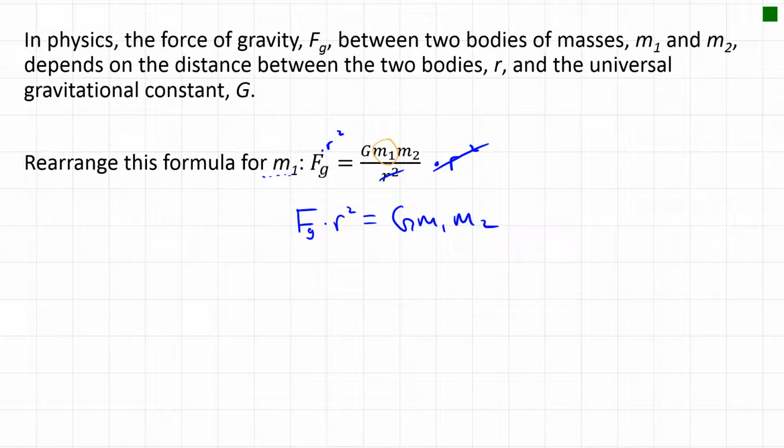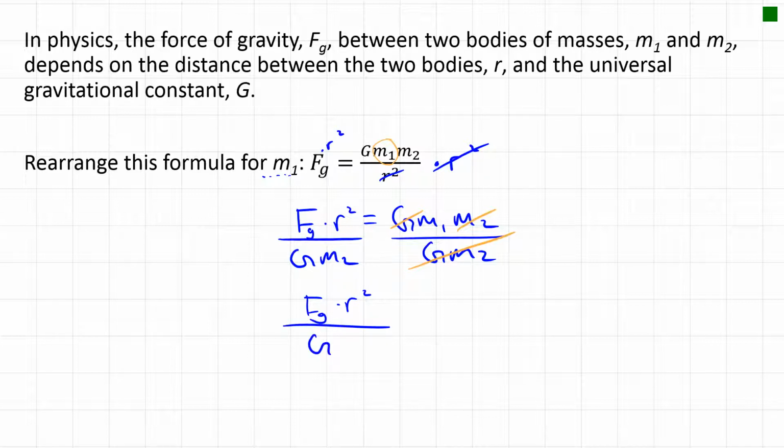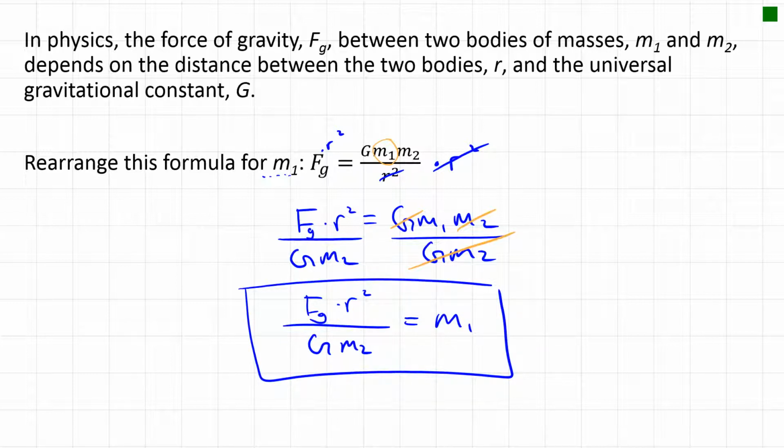Now to isolate the m1, all I have to do is divide by G and m2. That would eliminate the G and the m2 from the right-hand side, sorry. And on the left-hand side, I would be left with just Fg times r squared over G m2. And all of that's equal to m1. So I've rearranged the equation for the force of gravity for mass 1.